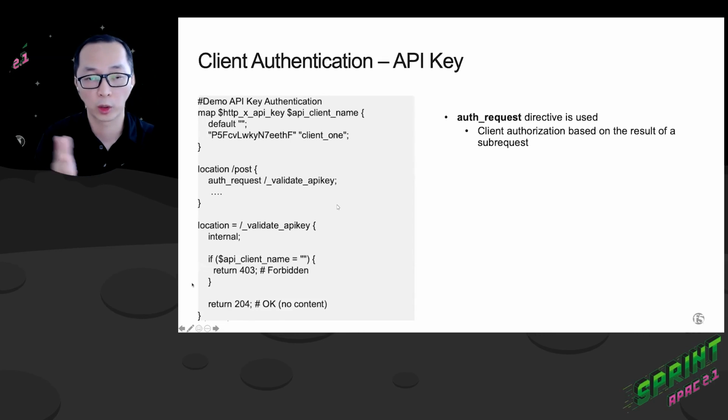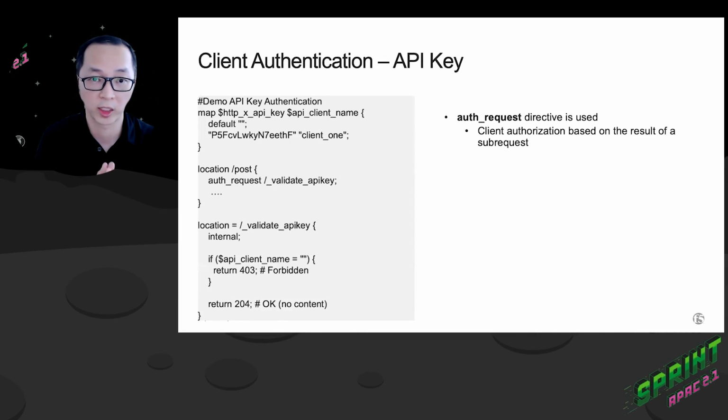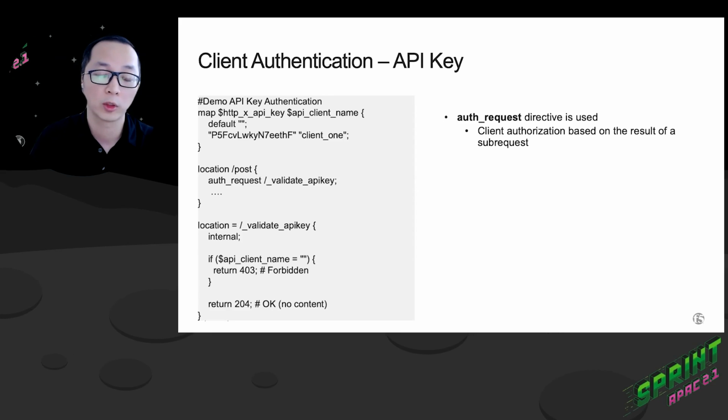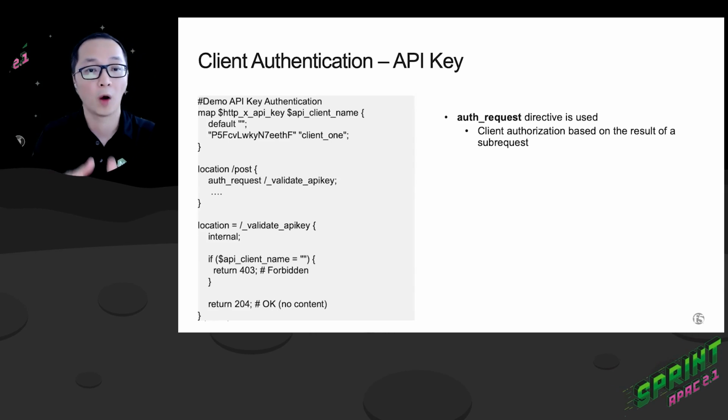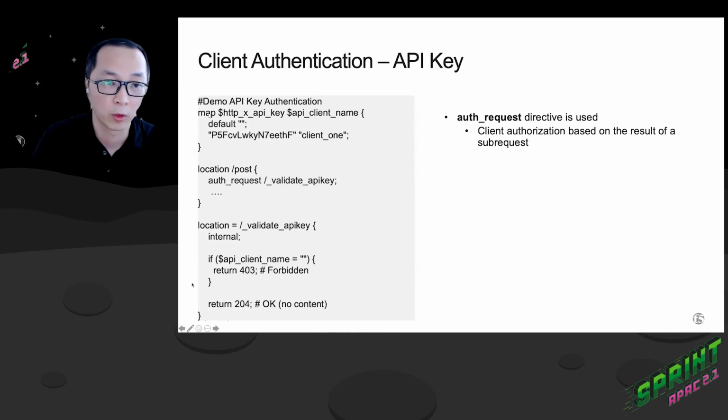Now, after this, we're going to talk about client authentications and authorizations. As I mentioned earlier, we're going to show you 3 different ways on how you can achieve client authentication. The first and foremost, the easiest way, is using a map directive. The map directive is like a dictionary. Basically, we're going to create a variable, and the value for this variable depends on the value of another variable.